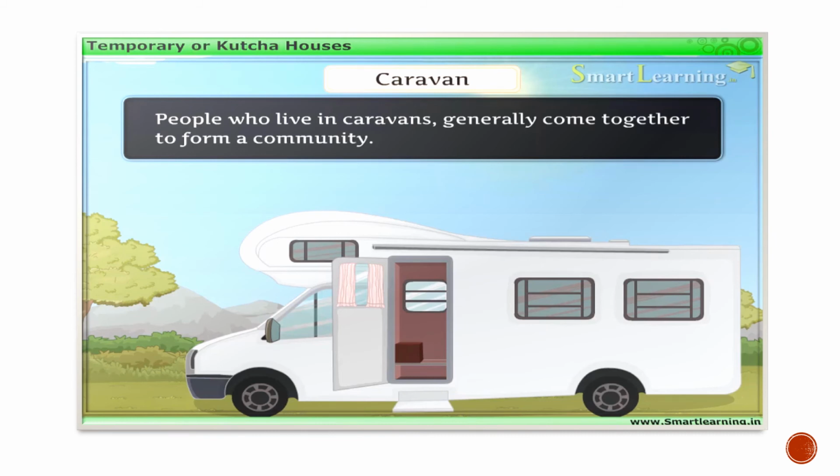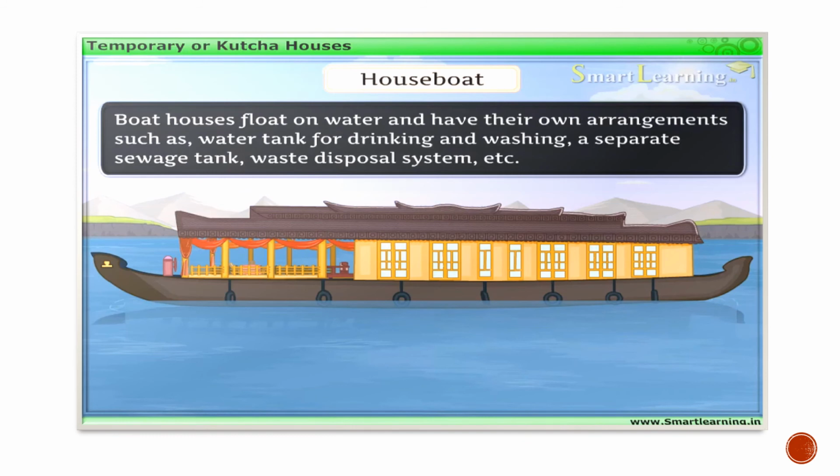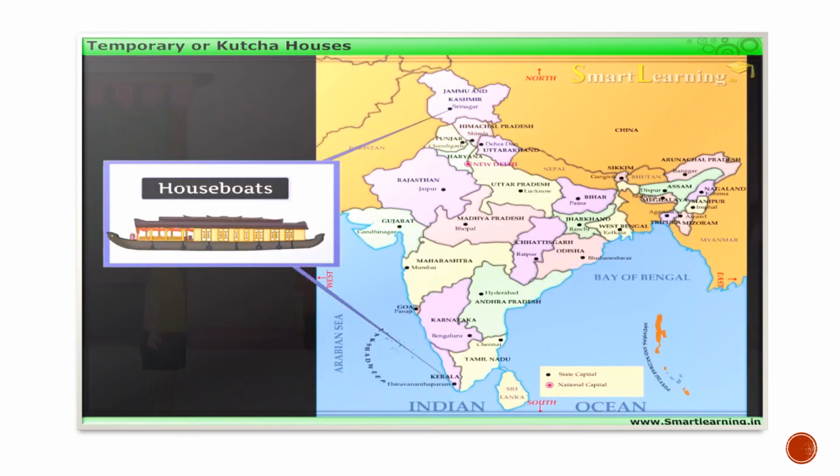Another type of temporary house is the houseboat, where boats are carved in the form of houses. These houses float on water and have their own arrangements such as a water tank for drinking and washing, a separate sewage tank, waste disposal system, etc. Moreover, there are vendors who move in small boats selling different kinds of items. In India, houseboats are common in the Dal Lake in Srinagar and in Kerala.